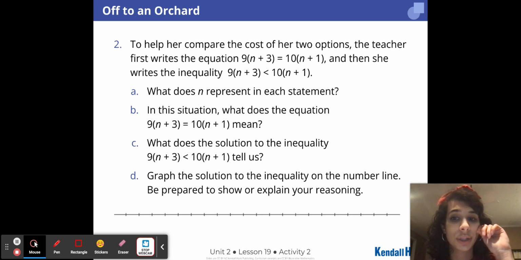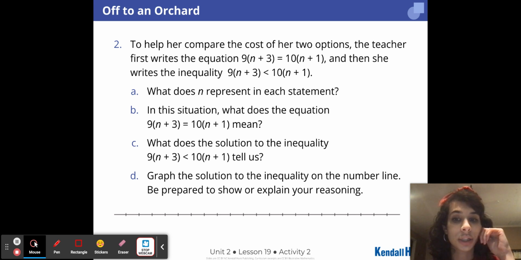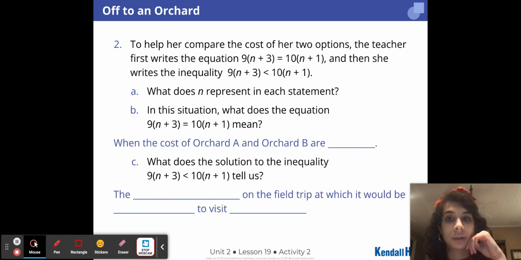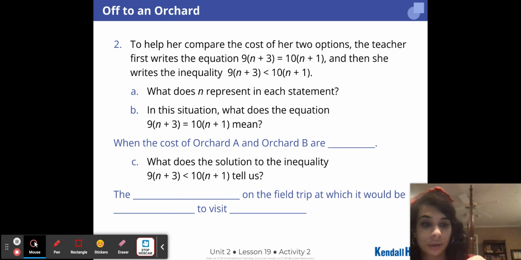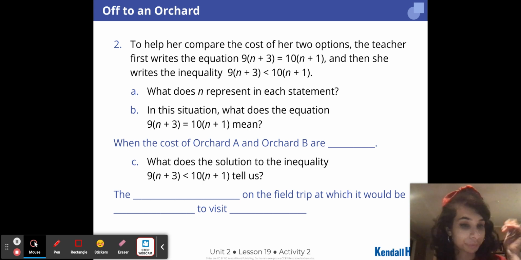In this situation, what does the equation 9n plus 3 equals 10n plus 1 mean? And what does the solution to the inequality 9n plus 3 is less than 10n plus 1 tell us? I want you to graph that solution to the inequality on the number line. So in the situation, what does the equation mean? It means when the cost of Orchard A and Orchard B are what? What sign do you see there, and what does that sign represent? So it's when those two costs are what?